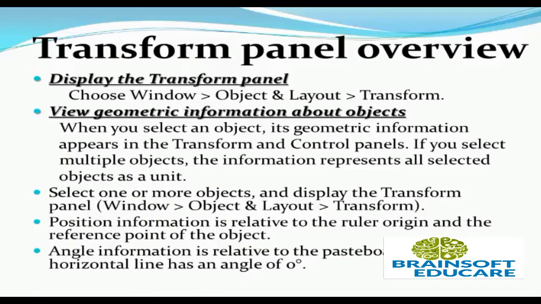Position information is relative to the ruler origin and the reference point of the object. Angle information is relative to the pasteboard, where a horizontal line has an angle of 0 degrees.